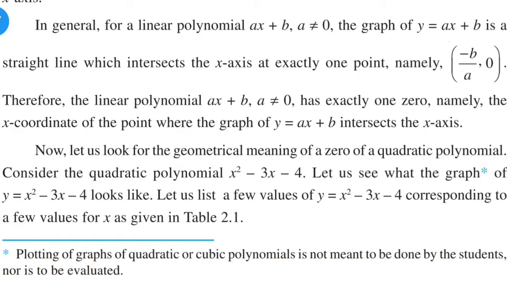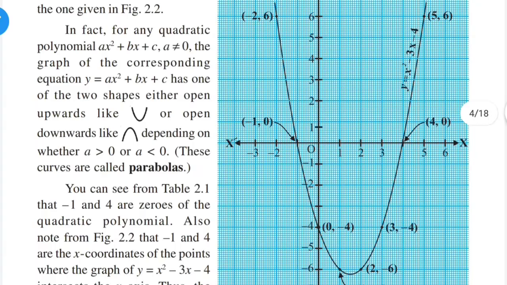Now consider a quadratic polynomial, x square minus 3x minus 4. If you draw the graph of y equal to p of x, that is y equal to x square minus 3x minus 4, the graph of y equal to p of x, where p of x is a quadratic polynomial, is a parabola. Parabola means a shape like this or like this. Here we got a parabola.